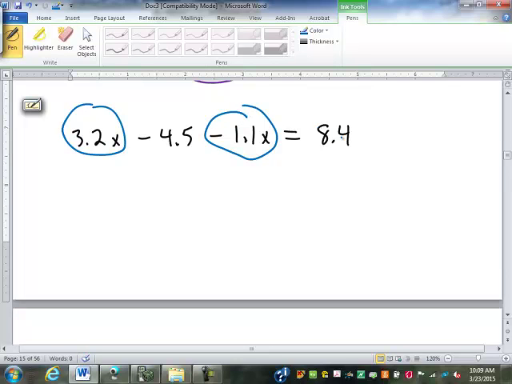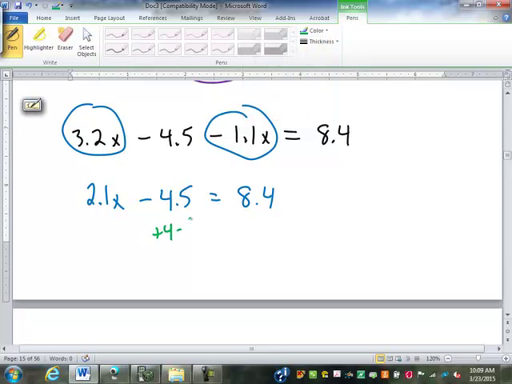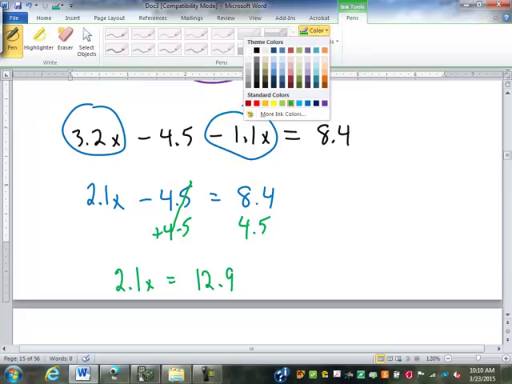Okay. You can look at it either way. Either you're adding the 3.2x and a negative 1.1x, or it's 3.2x minus 1.1x. Either way, you get 2.1x minus 4.5 equals 8.4. Okay, we add 4.5 to get 2.1x equals adding 12.9. Okay.